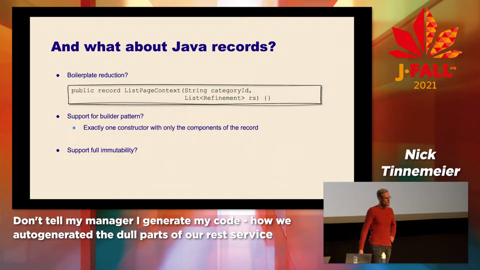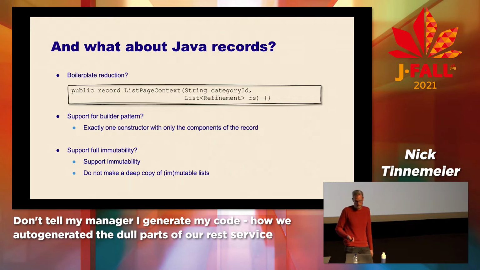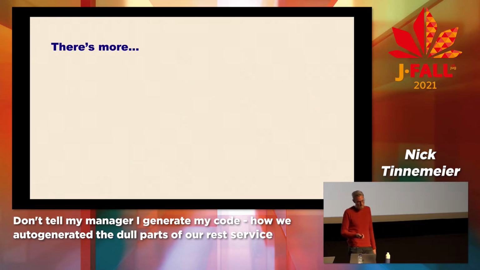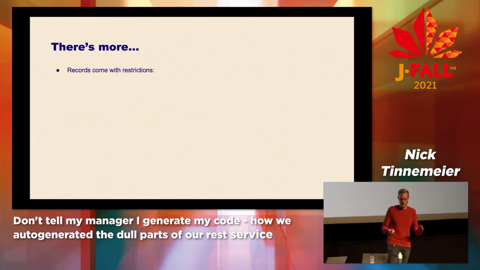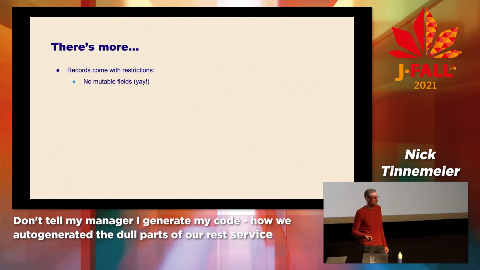And what about the support for full immutability? Well, it does support immutability by default, but it does not make a deep copy of immutable lists, because it's just like any plain Java object. It works the same. But there's actually more to mention about Java records. Records come with restrictions because they have really crisp semantics, and I won't go into that, but I really like that. I think it's a good choice. But as a consequence, there are some restrictions. It doesn't have mutable fields, which we like. That's what we're looking for.